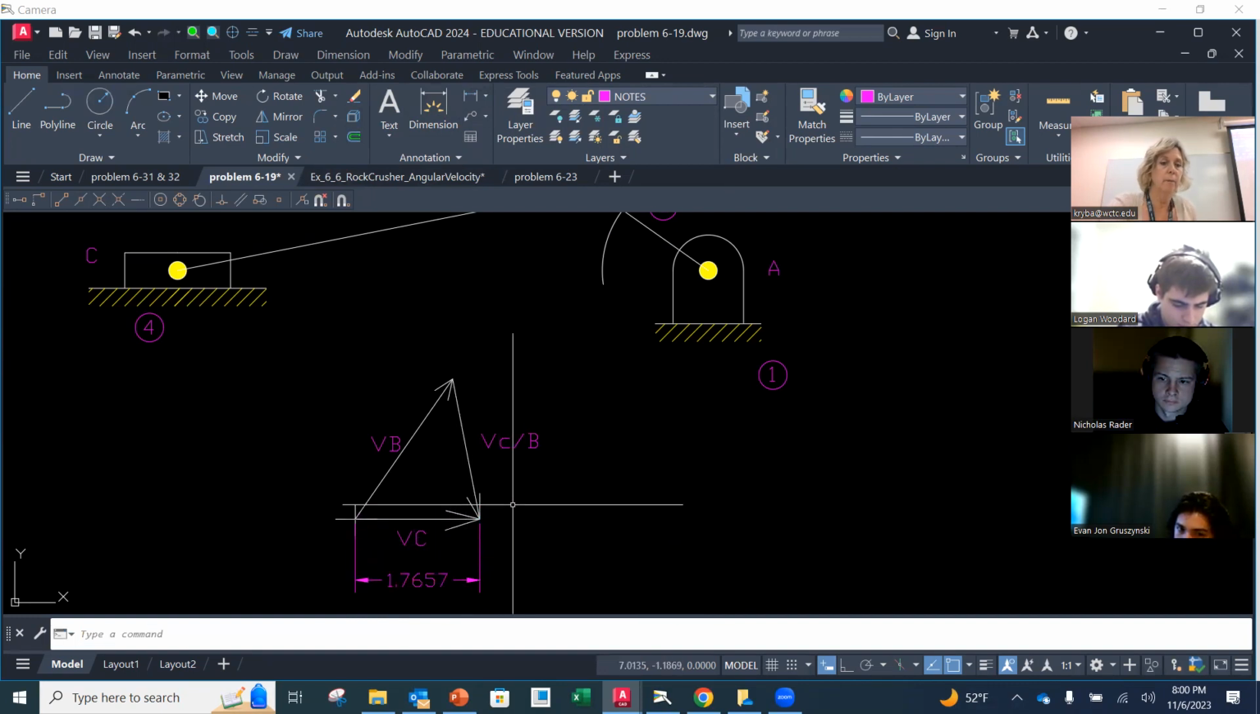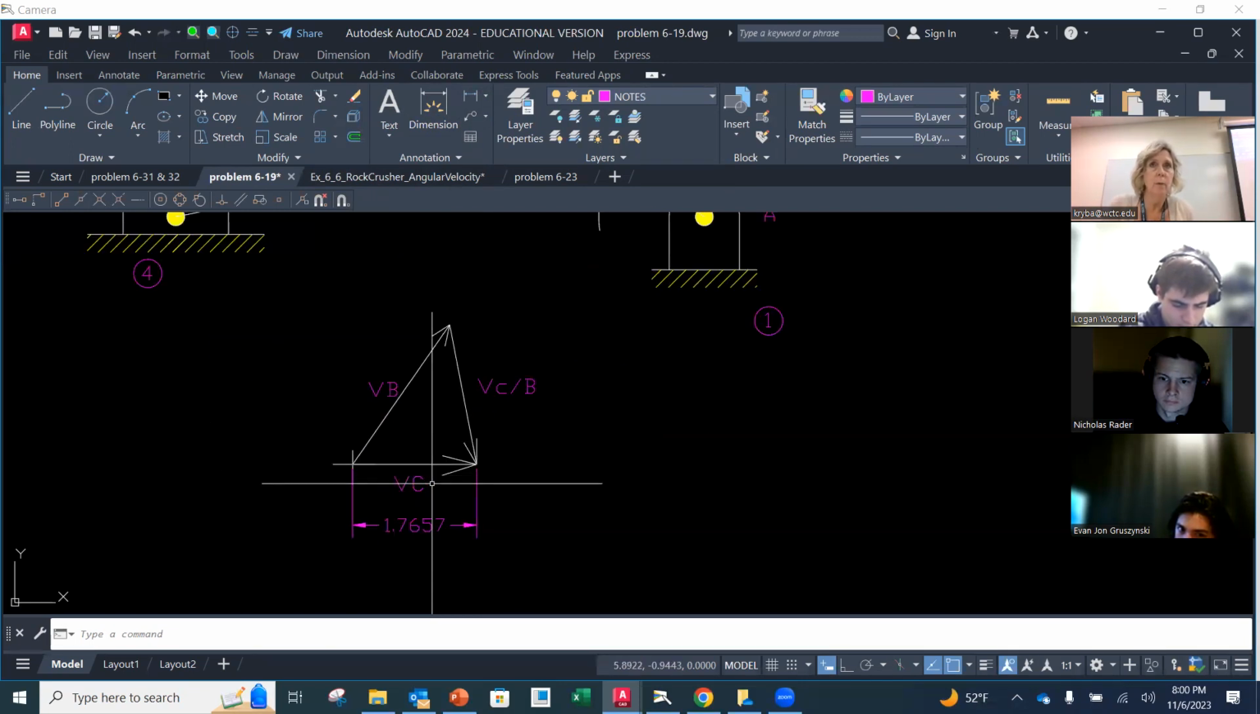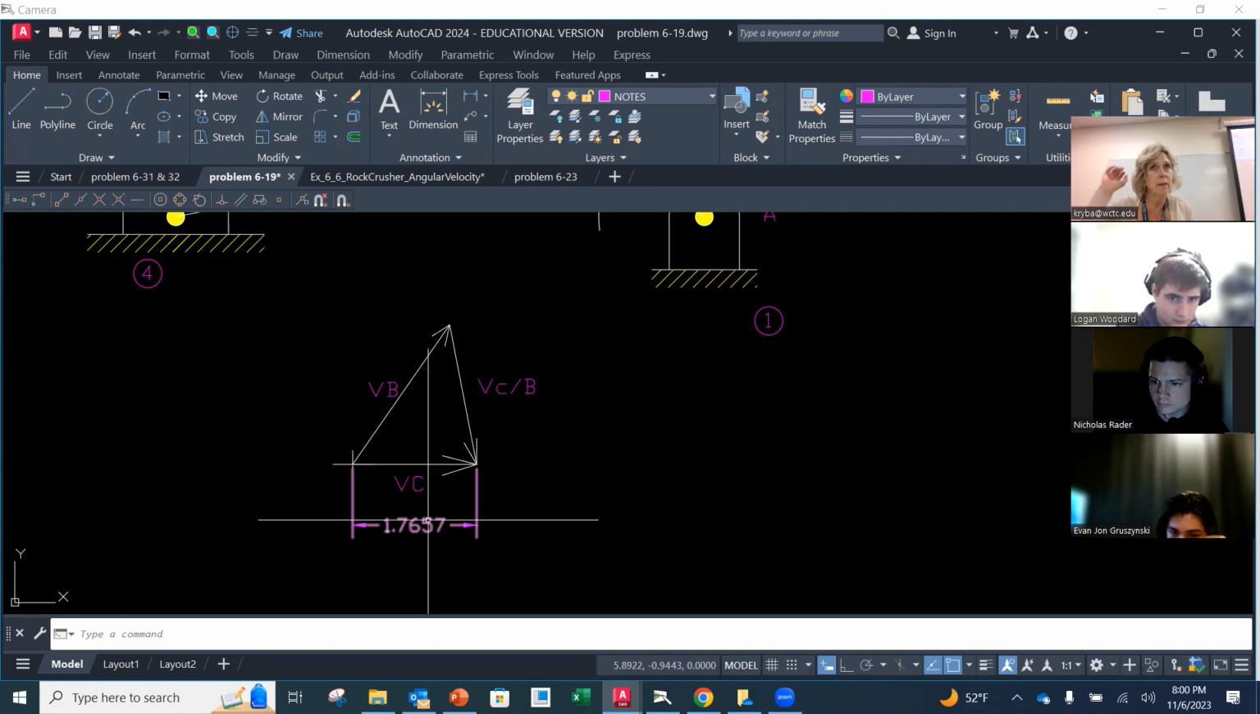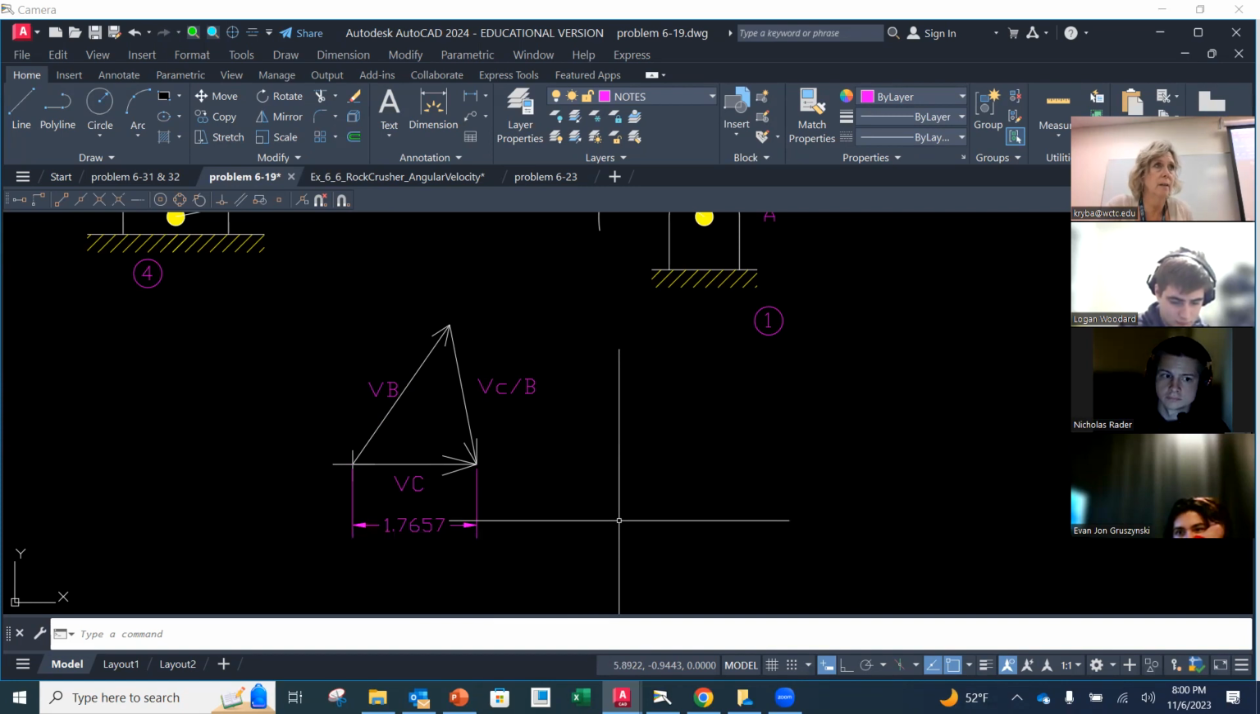Now, your velocity of point C is not 1.76 here. What is it actually? Exactly, 176.57 inches per second. That is the velocity. So make sure that some way, somehow you let me know that that's the actual velocity. Don't just leave this here and say, okay, I'm done. Make sure that you're answering the question. The velocity of the slider is 176.57 inches per second, directed to the right horizontally or something like that.